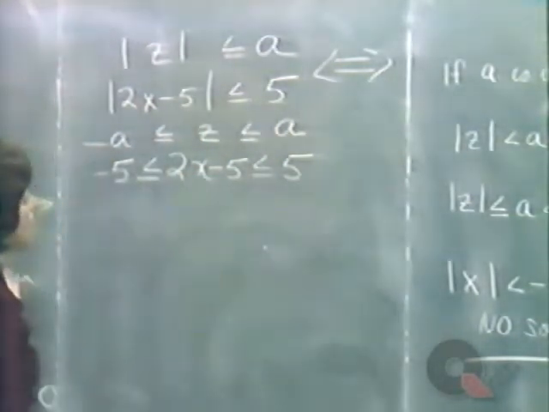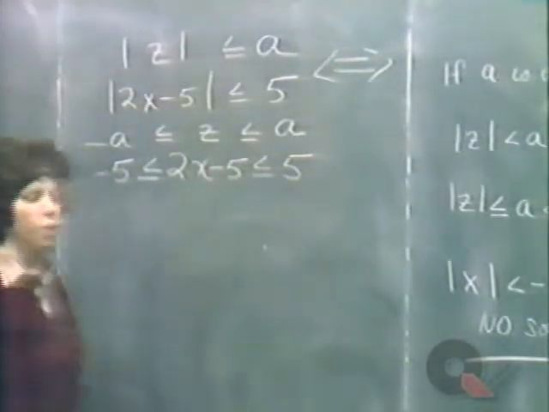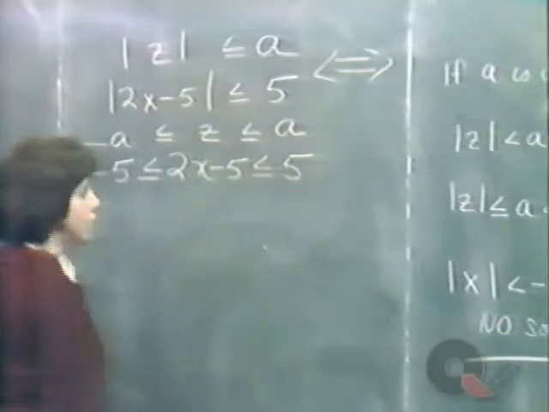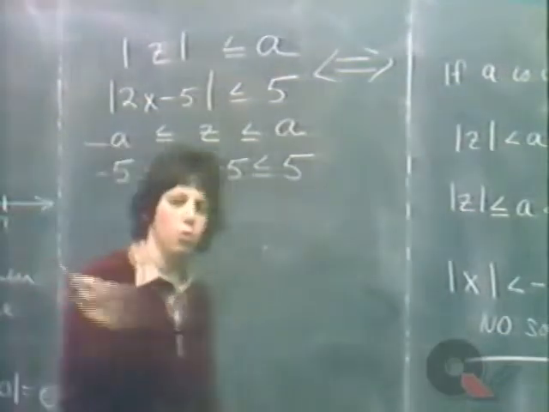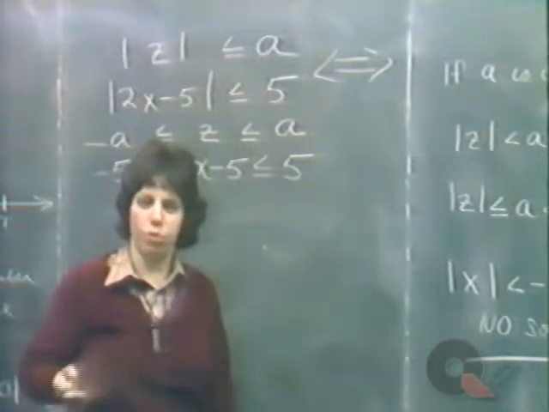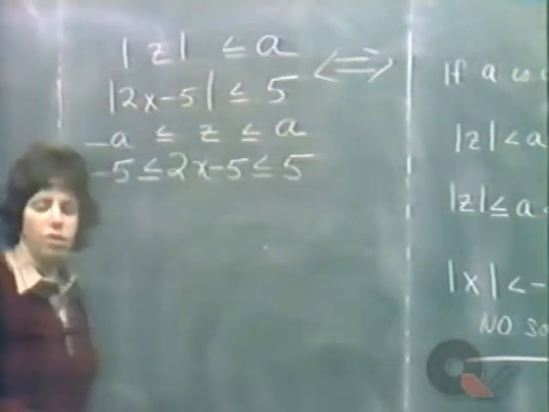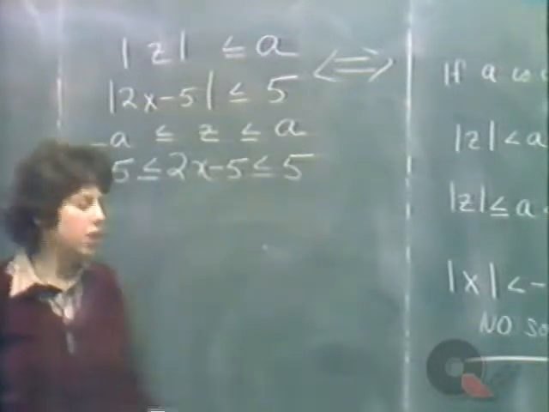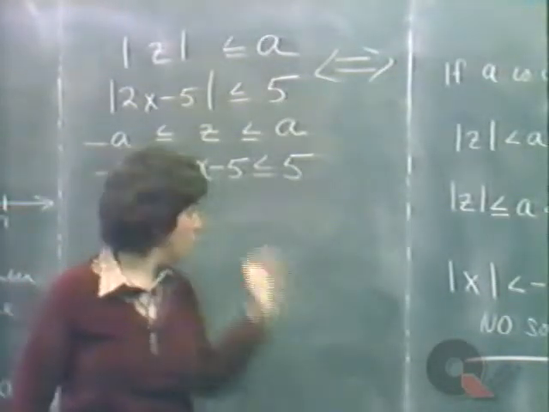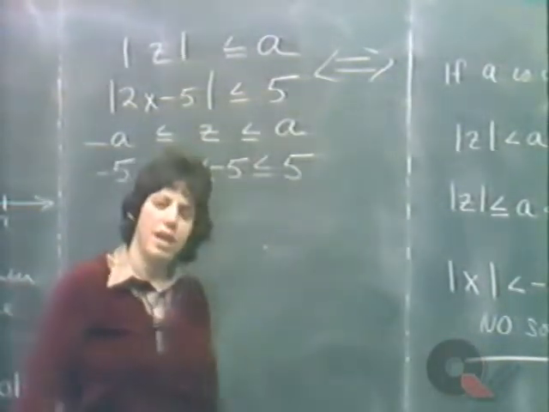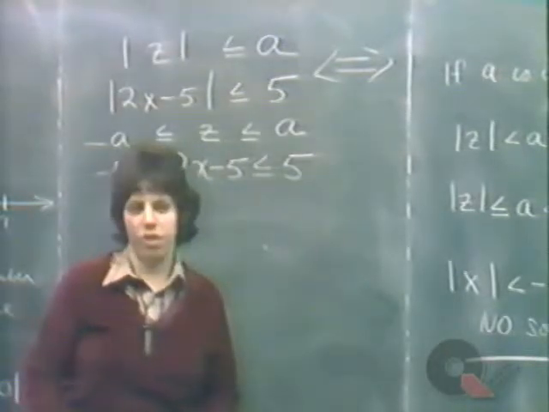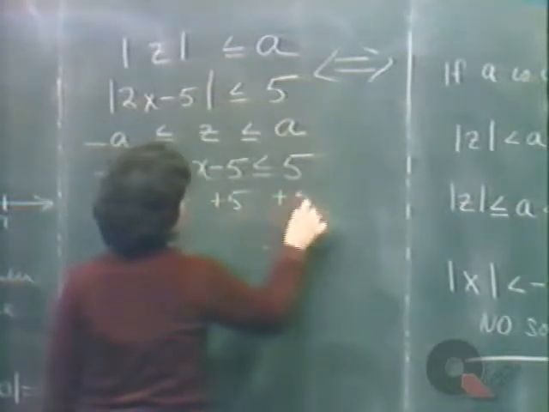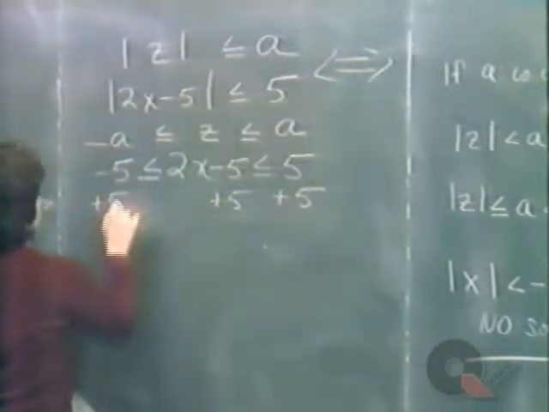Now to solve this inequality, we would like to isolate x alone in the middle. Now we know we can add or subtract the same number to all parts of an inequality, no problem. We get an equivalent inequality. You can multiply or divide all parts of an inequality by the same positive number, also okay. But if you multiply or divide all parts of an inequality by a negative number, you have to reverse the directions of the inequality. So here we can add 5 to all parts without any difficulty.